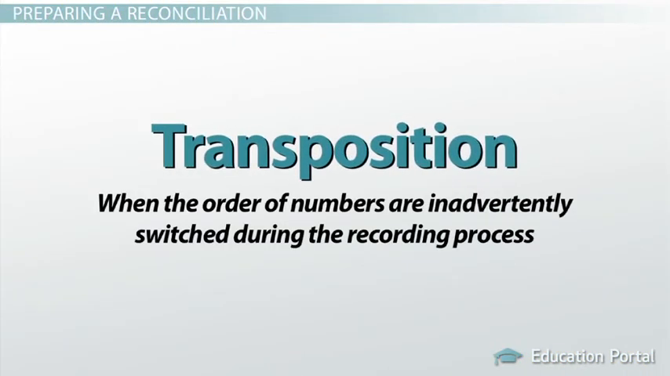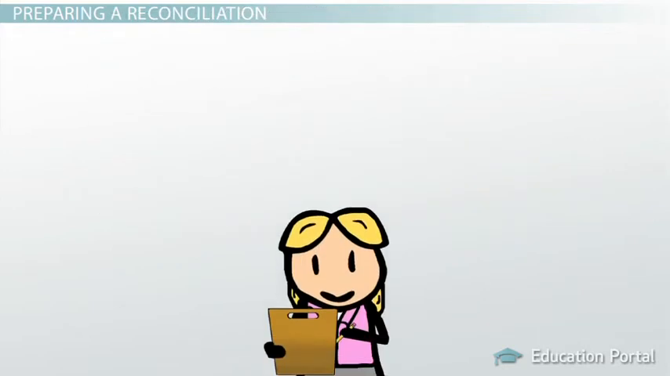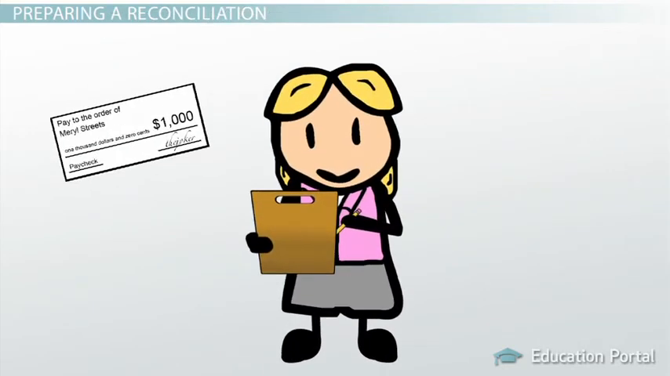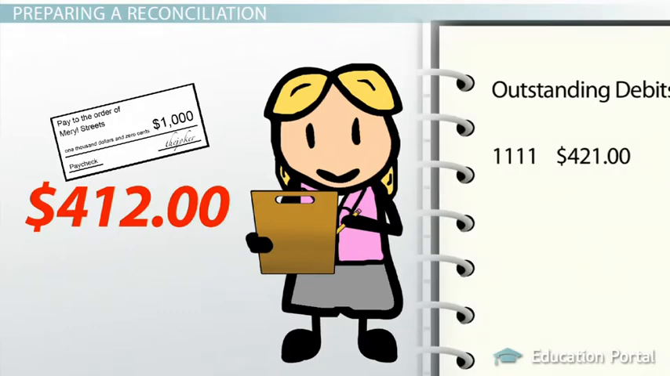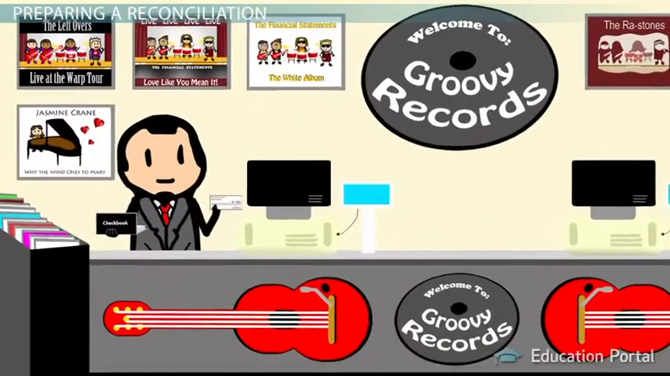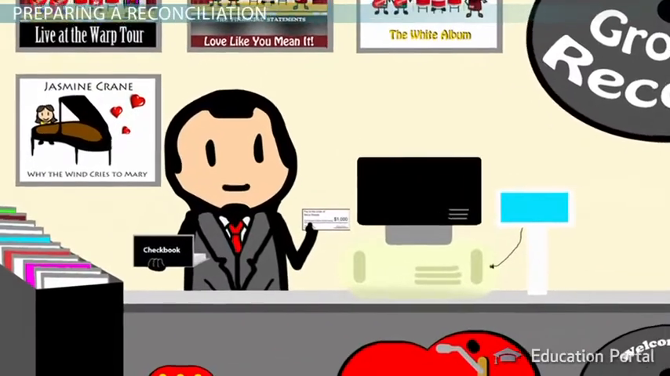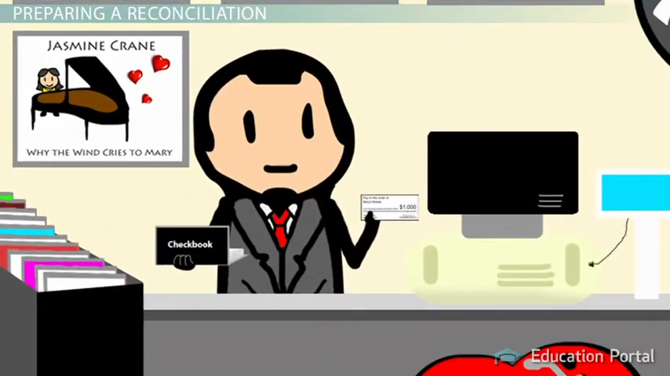Transposition occurs when the order of numbers is inadvertently switched during the recording process. For example, let's say that a check was written for $412 to pay a utility bill, but was recorded in the checkbook as $421. That error would cause a $9 difference between the two balances. Of course, there could be other errors that cause the balances not to equal. Either a check or a deposit may not have been recorded, or something may have been recorded twice. These are things that can be found and fixed in the reconciliation process.